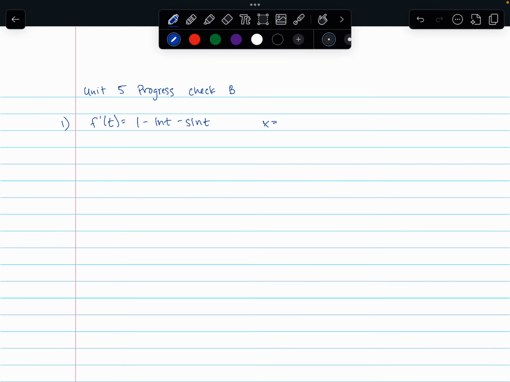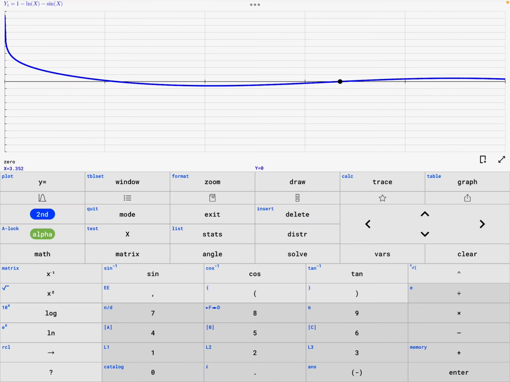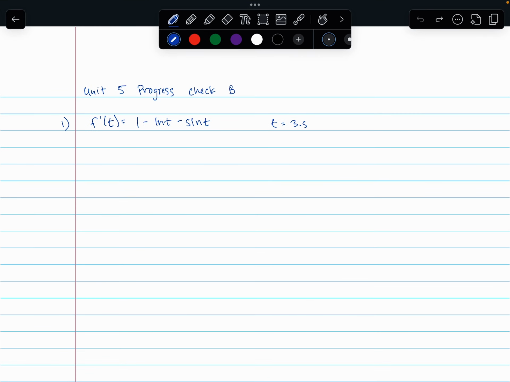So t is equal to 3.352. That's where it attains a minimum because it changes from negative to positive there. And so looking at the options, looks like it's got to be C.